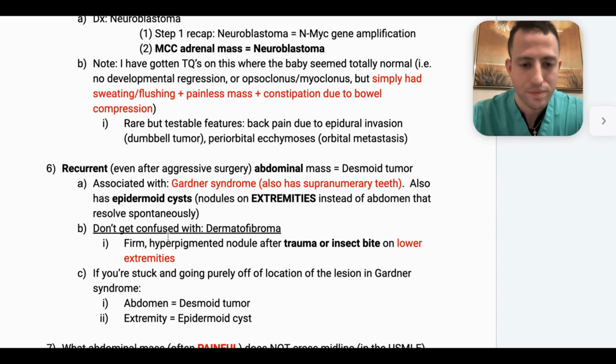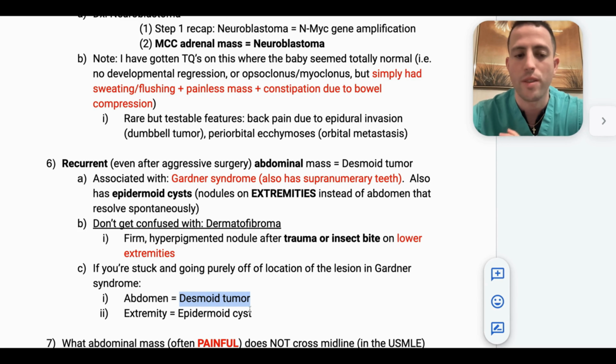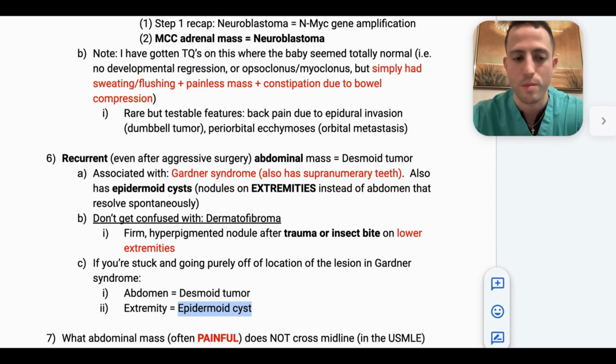All right, and so if you're stuck and purely going off a location of the lesion in Gardner syndrome, if it's abdomen, your best bet is desmoid tumor. If it's extremity, your best bet is an epidermoid cyst. So hopefully that hammers in those high yield points for you.